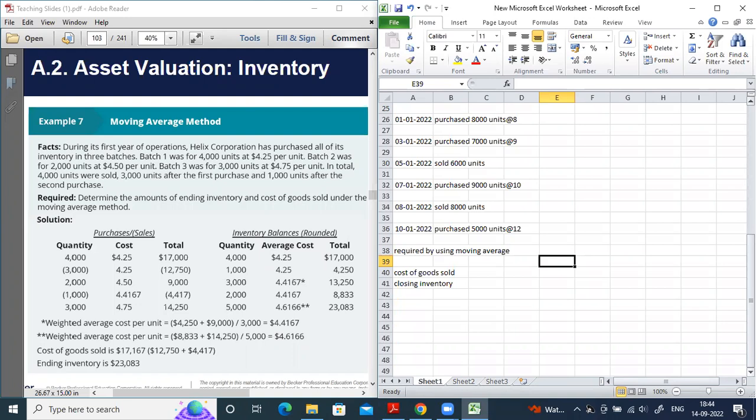Yes, guys, finding it difficult? Do you want me to show it in the Excel sheet? Yes, sir. Okay, no issue.